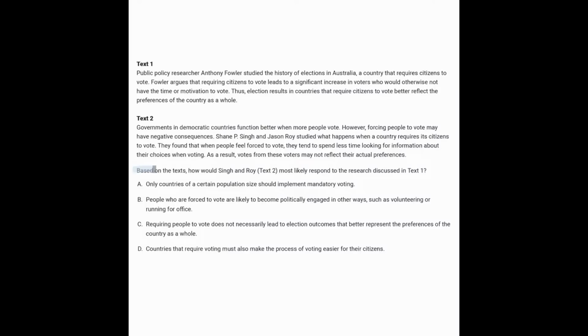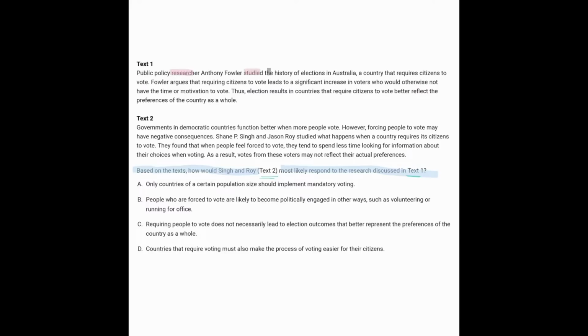Whenever you have a prompt, you want to read that first. And that prompt is asking, how would text 2 respond to text 1? That means we need to understand text 1 and then look and see how text 2 would respond. So let's read text 1.